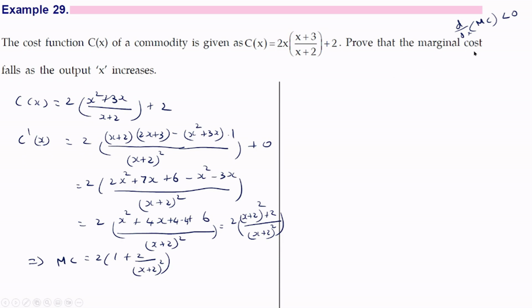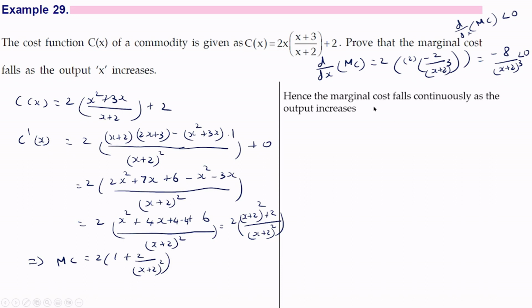Now we have to show that marginal cost falls as the output x increases. So let us find the derivative of marginal cost. Here derivative of marginal cost is 2 into, already 1, 2 is there, derivative of 1 by (x + 2)² will be minus 2 by (x + 2) the whole cube. So this is minus 8 by (x + 2)³, which is less than 0 as x increases. Hence the marginal cost falls continuously as the output increases. So this is what we have to prove, and we have proved.